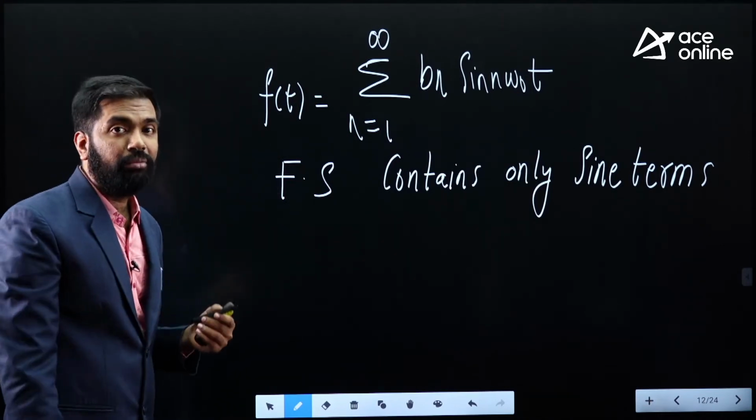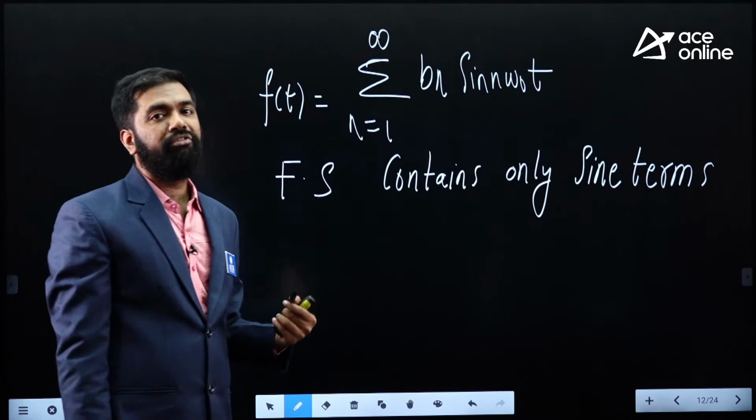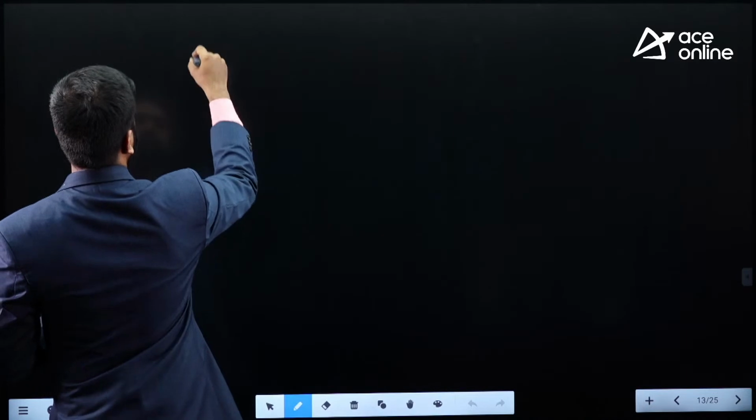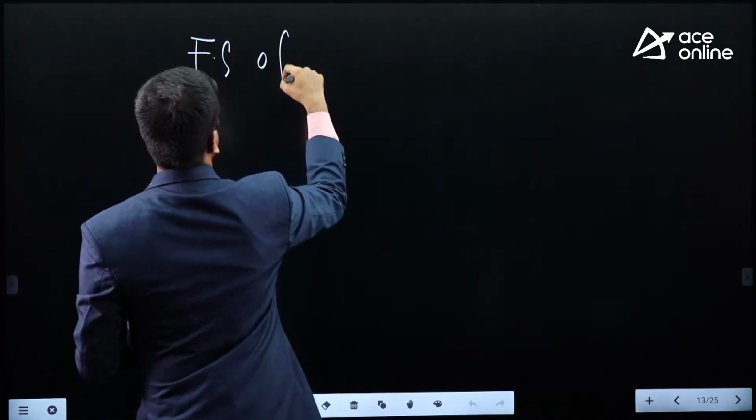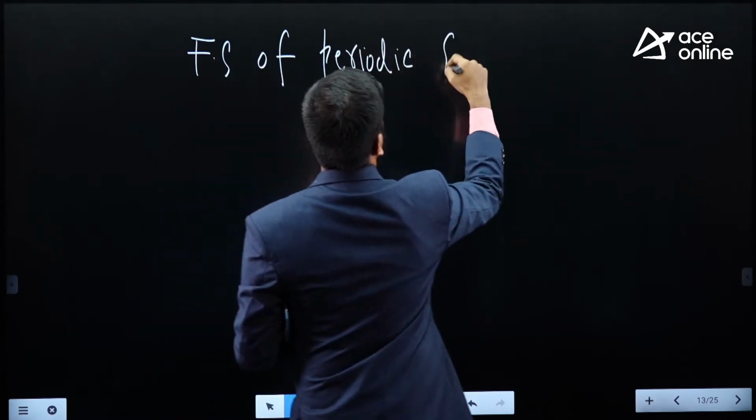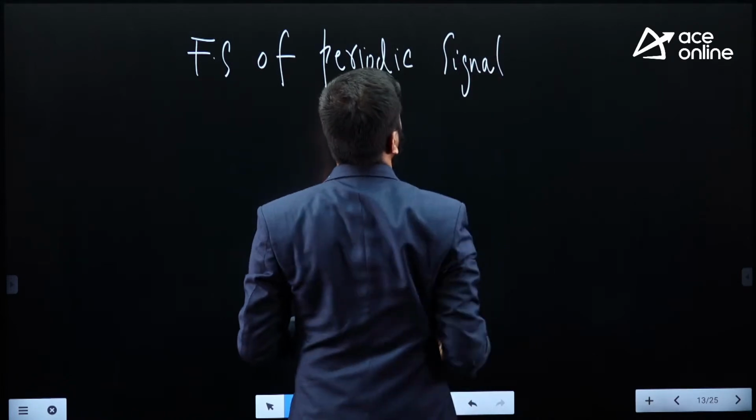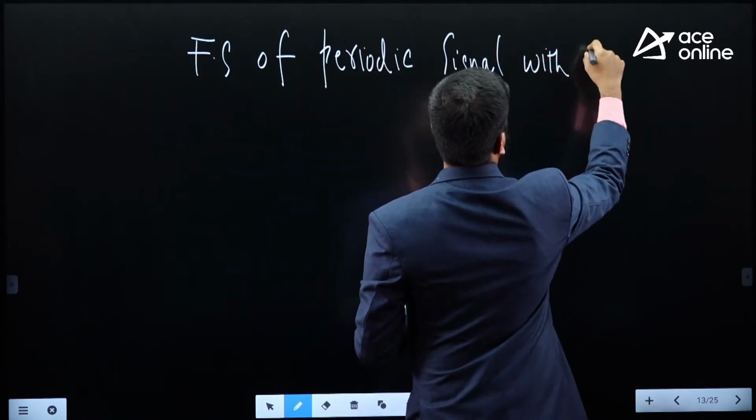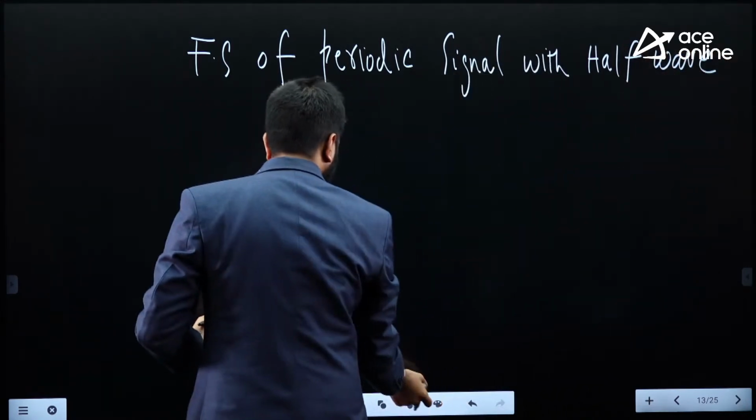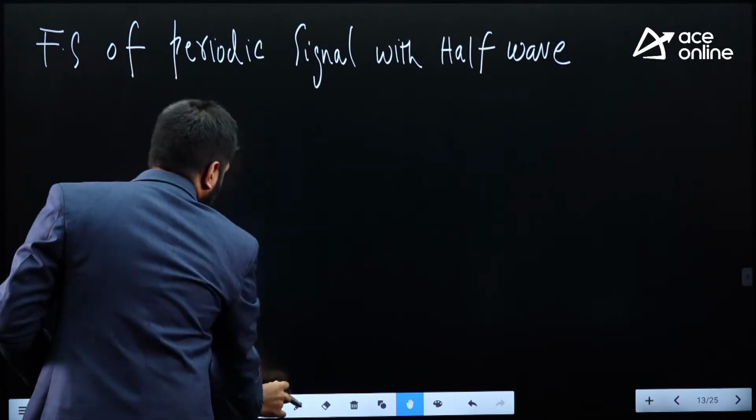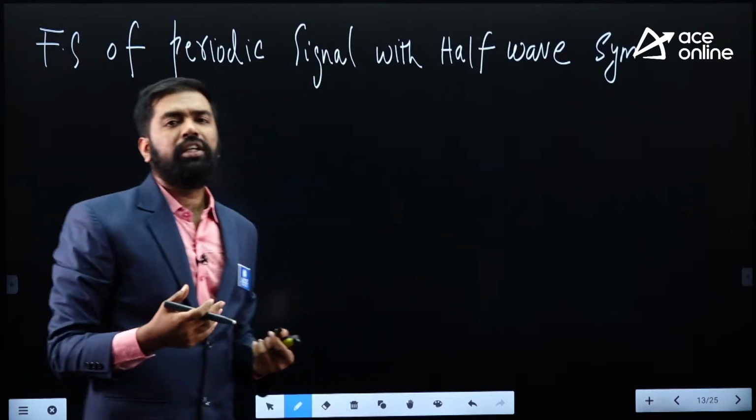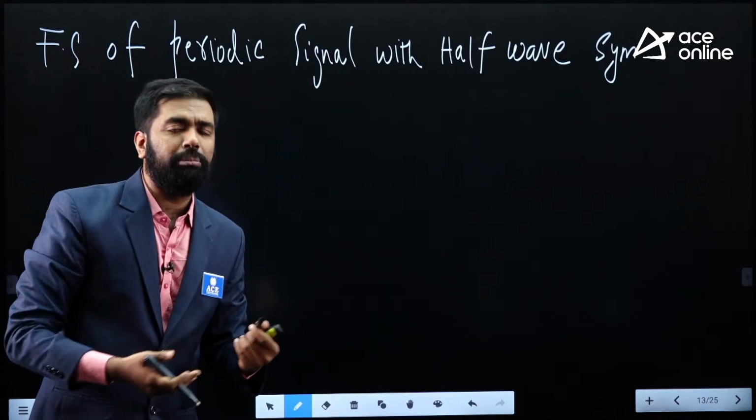So far we have seen the Fourier series of an even signal and of an odd signal. It's time to see the Fourier series of half wave symmetrical signals. So let's put this heading: the Fourier series of periodic signals with half wave symmetry. Let's first see what's the condition for half wave symmetry, and then we will try to simplify this.